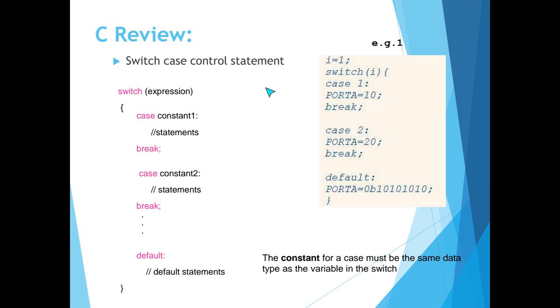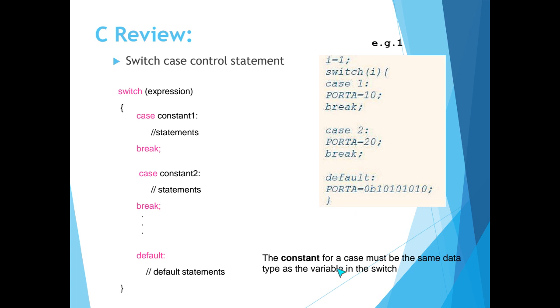inside the parentheses. The expression should be inside the parentheses, curly braces, case 1, as you see, and the colon, port A, the body related to case 1, port A is equal 10, semicolon, and then break, case 2, port A is equal 20, and break, and default, again, don't forget to use colons, port A is equal 0B, and the binary number which is used here. And you see that only here we have two curly braces.